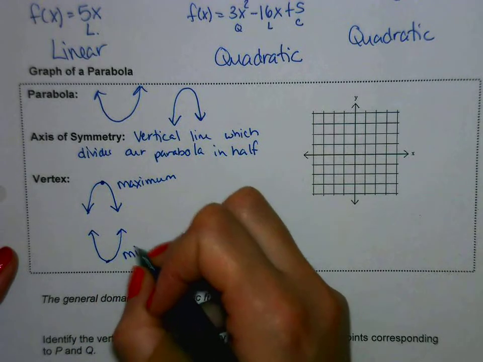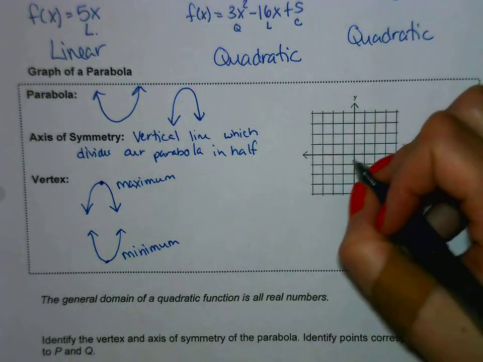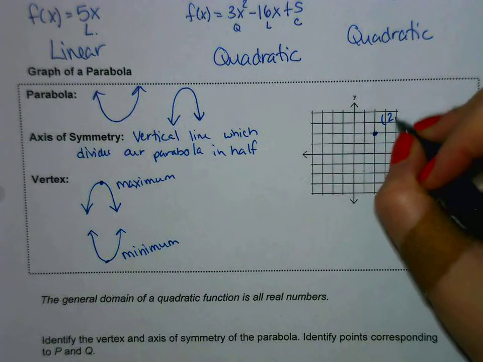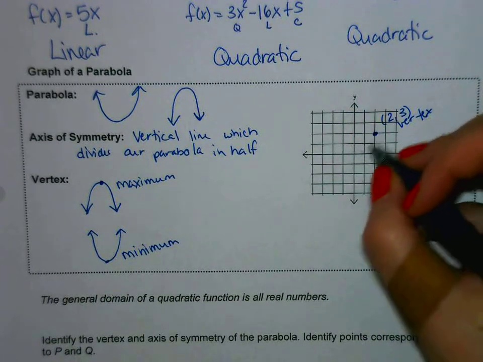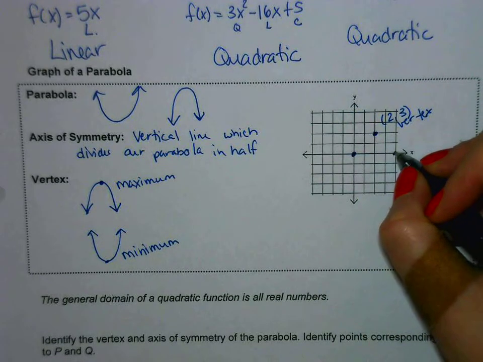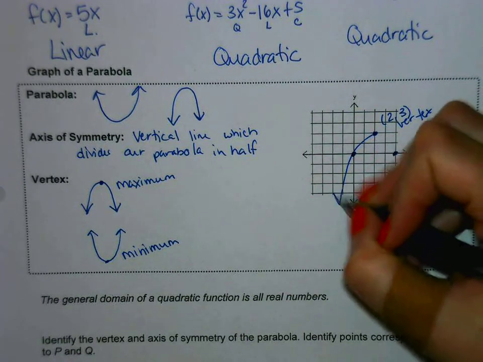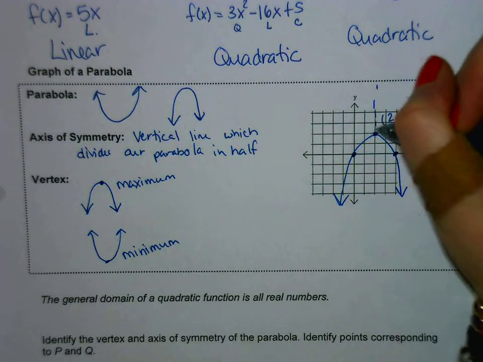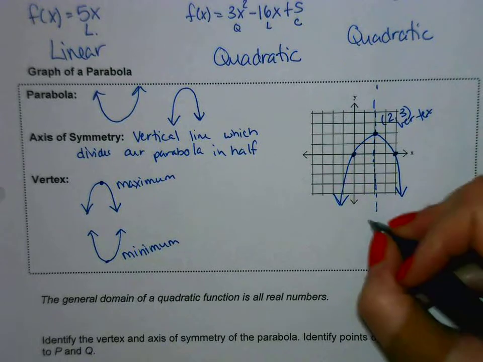So let's look at an example. Let's plot a point at 2, 3. This is going to be my vertex. I'm going to make another point at 0, 0. And 4, 0. Our axis of symmetry is the vertical line that crosses the x-axis, and it's at x equals 2.